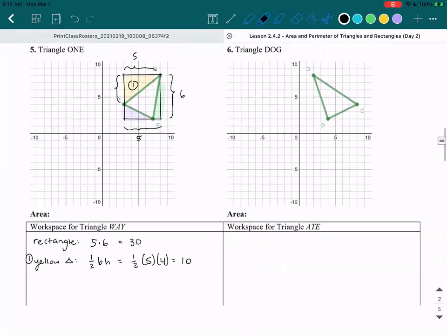Okay, let's do the purple triangle. Purple triangle, we want 1/2 base times height. So let me erase that because it's just kind of in our way a little bit. Remember, area of a triangle is 1/2 base times height. So 1/2, here's the base. This is 4. And what about the height? 2. So it's 1/2, 4 times 2, which is 4. Okay, and so let's take a look at our last triangle, this green triangle.